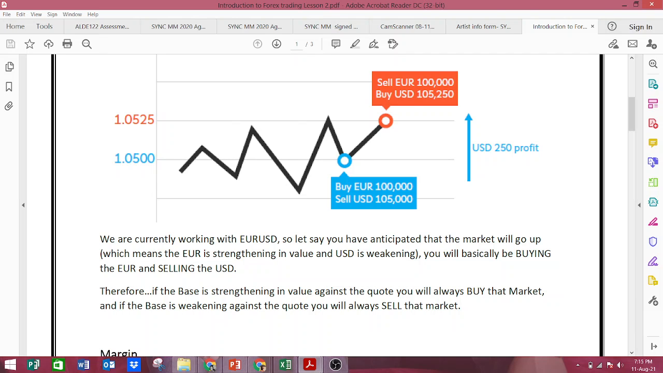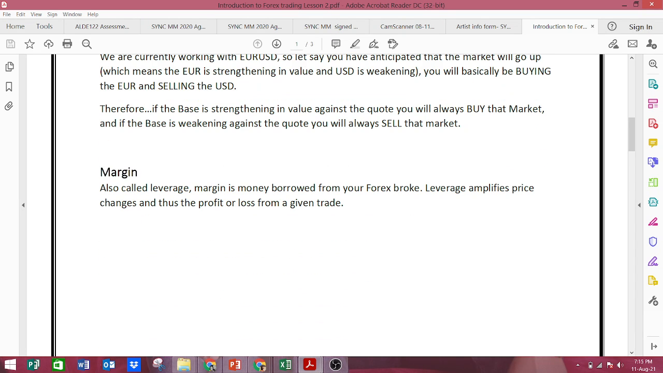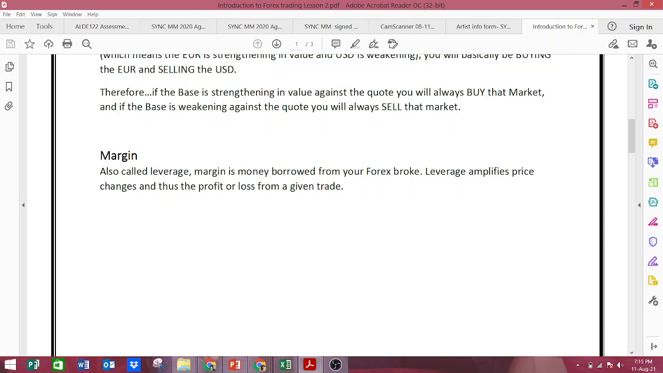But here, what I can conclude is that in the context of Euro USD, if the market is going up, it means that the euro is gaining strength. If the market is going down, it means that the euro is losing strength and the USD is gaining strength. Okay, so let's move on to margin.